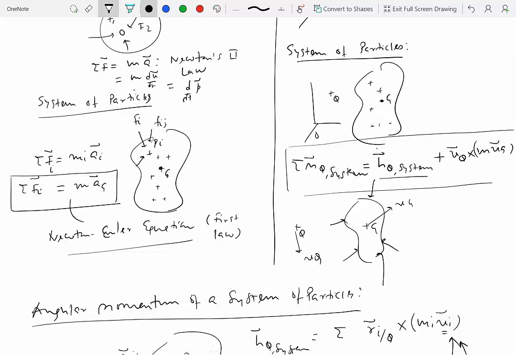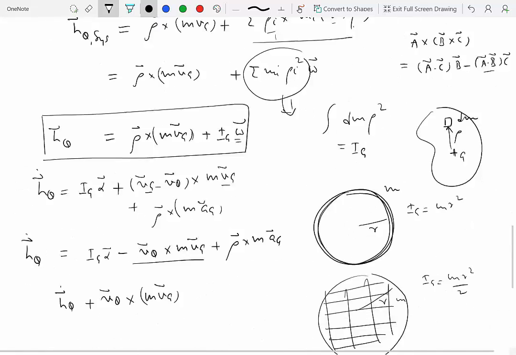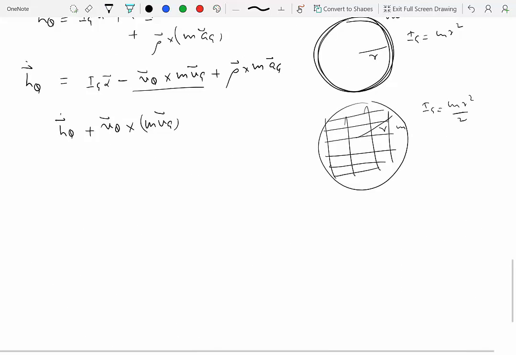So sigma Mq is equal to H dot q plus vq cross m vg. And remember, everything that we have done for a system of particles also applies for rigid bodies. I'm not giving you proof of that because the derivation proceeds along similar lines, except that it involves integration and things like that. So this is equal to sigma Mq.